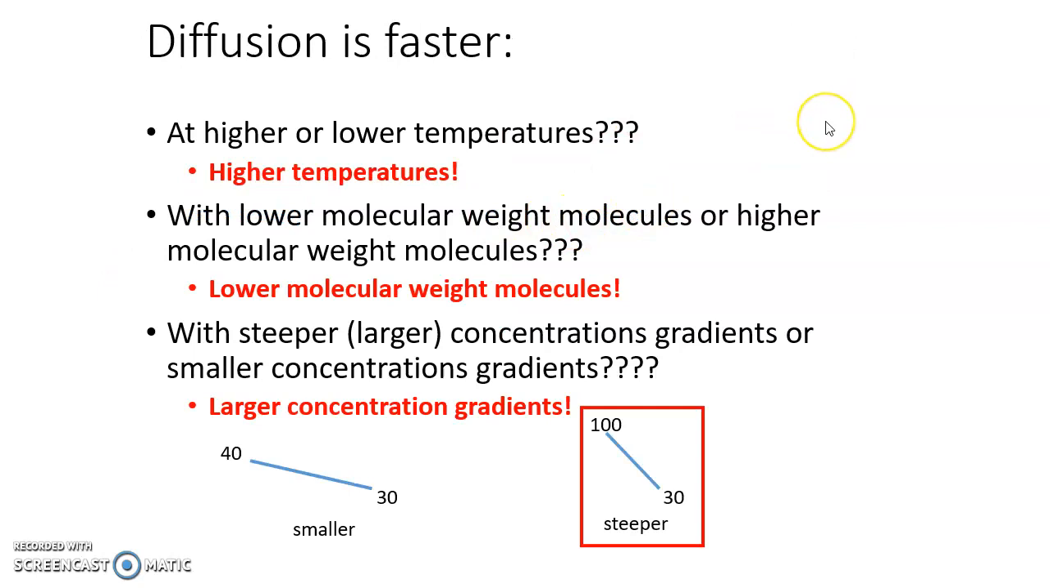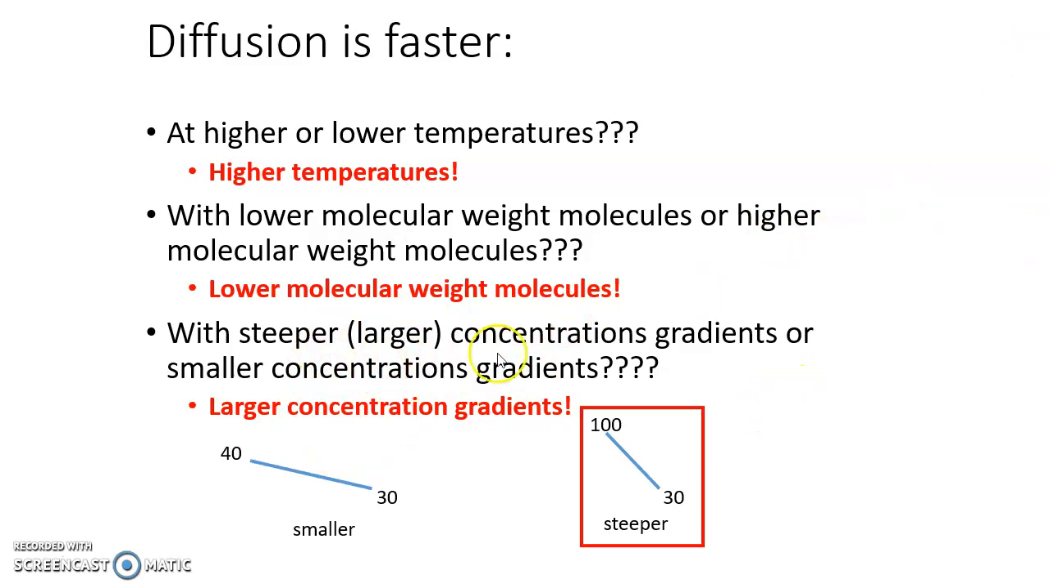All right, things that affect the rate of diffusion. Temperature. The higher the temperature, the faster the diffusion. Higher temperature, faster diffusion. Another thing that can affect it is the size of the molecule. Lower weight molecules, smaller molecules move faster. So smaller is faster. Like a 2-year-old through a crowd of people, way faster than their parent.